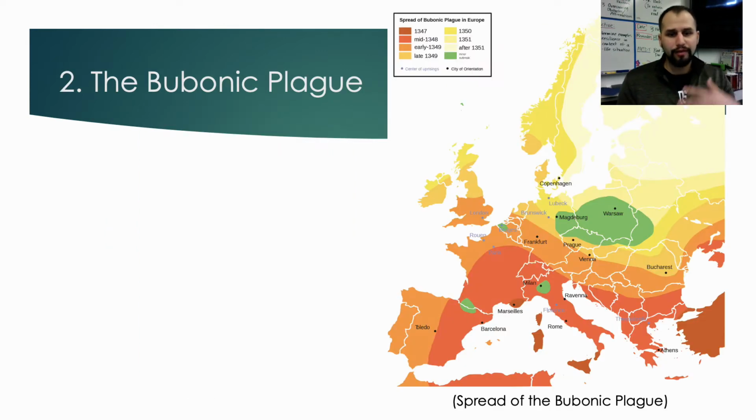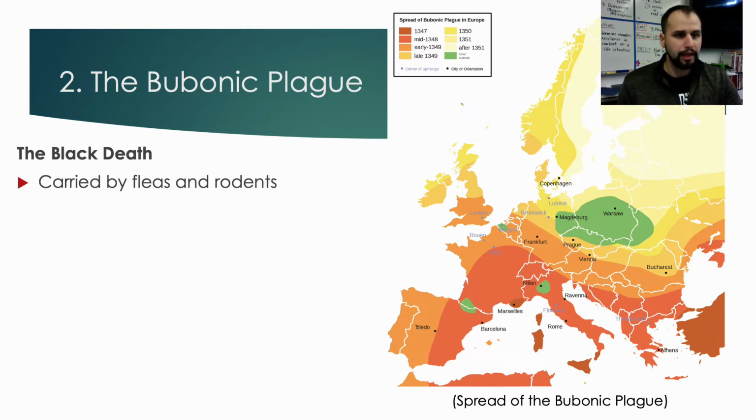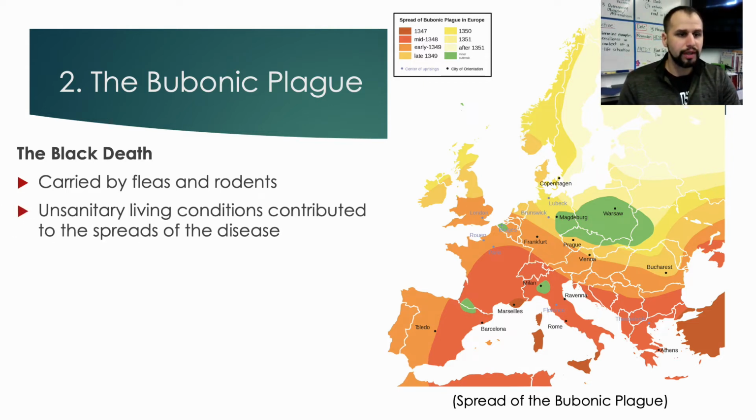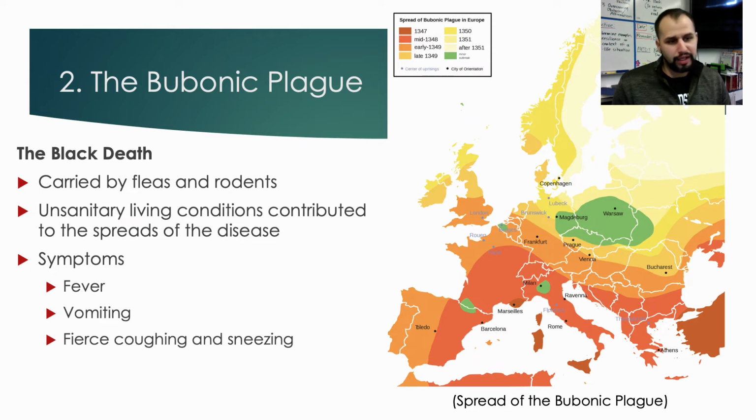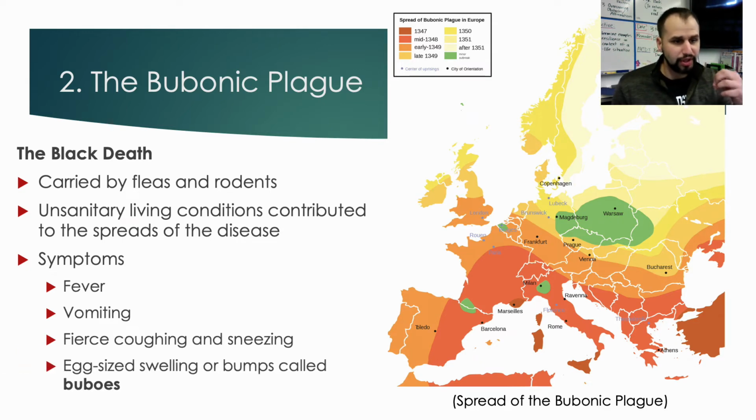The second event that leads to the decline of feudalism is the Black Death. The Black Death was carried from fleas onto rodents. Some of the unsanitary living conditions contributed to the spread of the disease. So the fleas from the rodents were getting into houses, these tightly packed houses with multi-generational families in them, and it spread. Some of the symptoms are a fever, vomiting, fierce cough and sneezing, and egg-sized swelling or bumps called buboes.